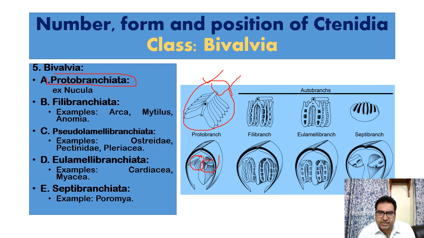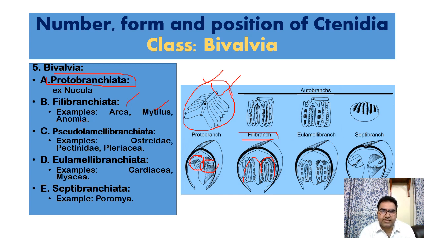Then the second one we are seeing here is the Filibranch. In this very case, each gill forms a W-shaped letter. This forms a W-shaped section with long narrow limbs. So the gill axis lies at the middle angle, and the examples are Arca, Mytilus, and Anomia. So these are the examples of the filibranchs.